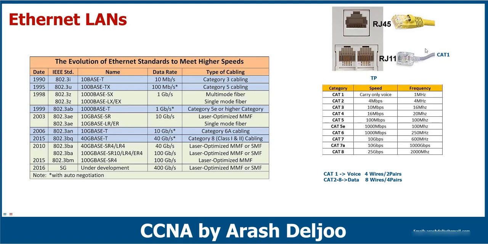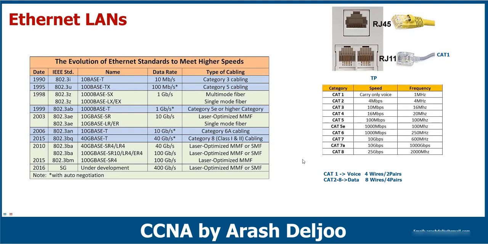Okay, but you know that for other categories, Cat 2 to Cat 8, we are using a little larger connector. As you can see here, we have 8 pins, 8 wires and 4 pairs. Because of that, the connector is a little larger than the RJ11. This is the RJ45 connector. You are using it in your LANs, in your networks, in your SOHO, for example, in your enterprise LAN, and this is the RJ11. Okay, the RJ11 has only 4 pins. The RJ45 has 8 pins. Because of that, the RJ45 connector is bigger than the RJ11.